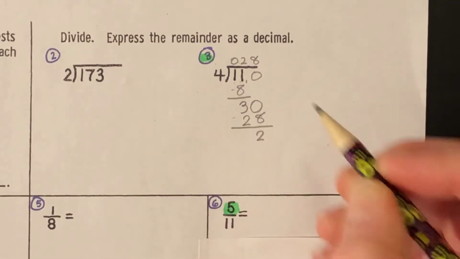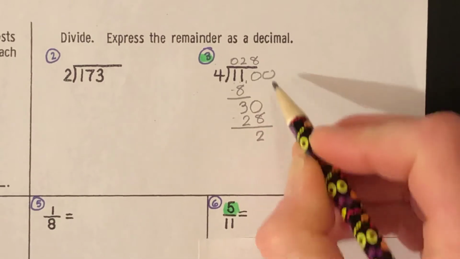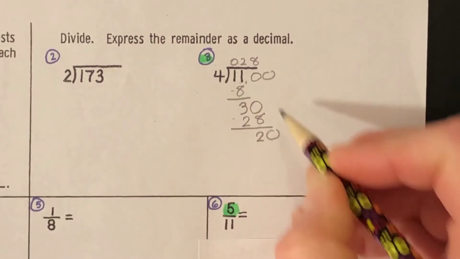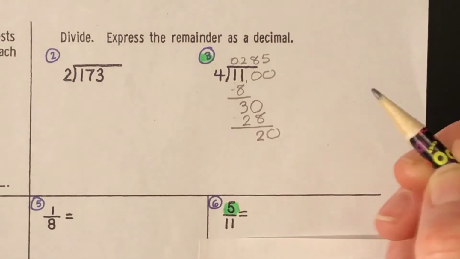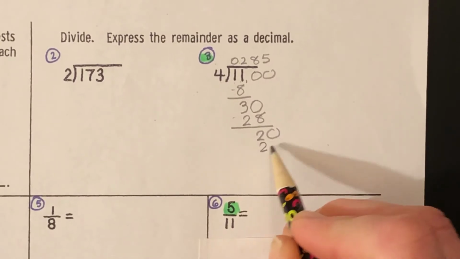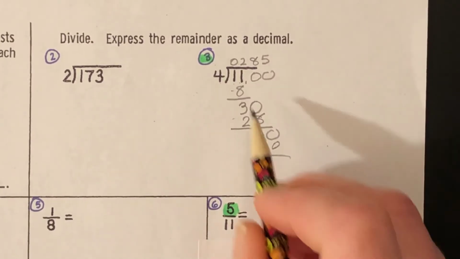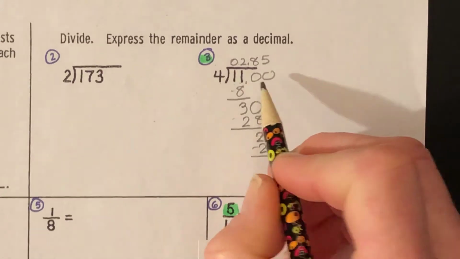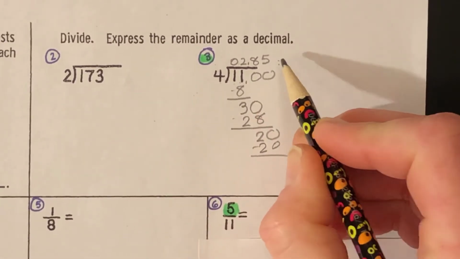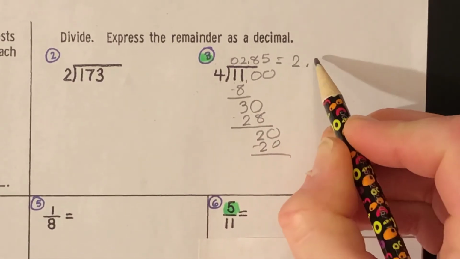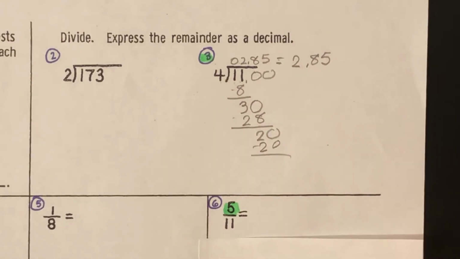We still have a remainder, so we bring down another 0. 4 goes into 20 5 times. And we have finished, no more remainder. Take our decimal, put it straight up, and our answer is 2 and 85/100.